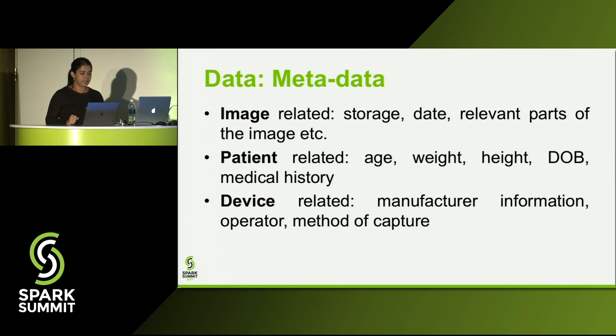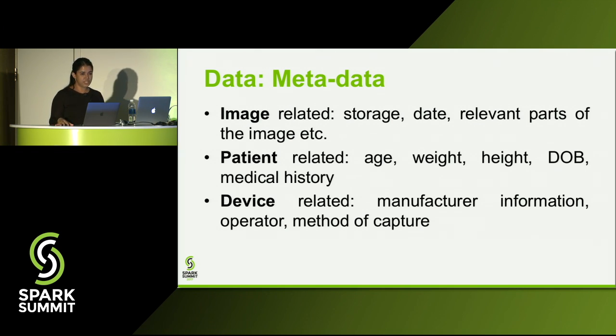Then comes the metadata. Metadata, like the name suggests, is data that accompanies any kind of data. So we divided this into 3 types of components here. Image-related metadata talks about the storage, maybe it's compressed or uncompressed, the date at which it was taken. Certain DICOM images come with certain parts of the image flagged out, so maybe some coordinates telling you which part of the image was flagged or which had the tumor or which had an abnormality, depending upon the use case. That's image data, so pertaining to the image.